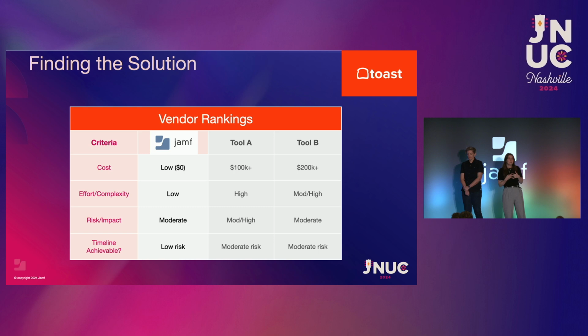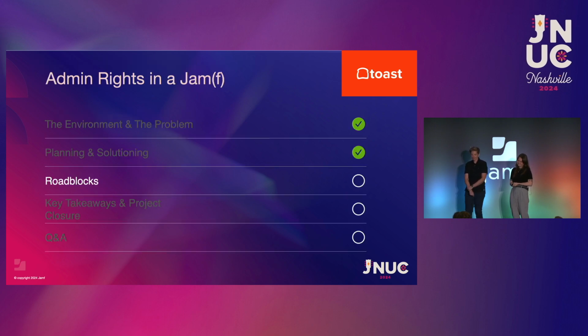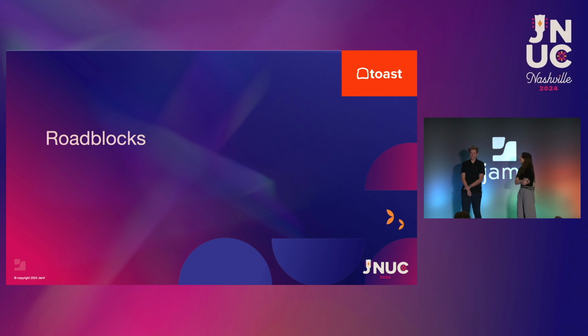Low lift, our team already understands the platform, already knows how to configure and deploy it, or there is no deployment because we already have it deployed. Low impact to our users and our IT teams, but just like anything that's too good to be true, we were quickly brought back down to earth. It's in beta at this point with no set date for release. This is when we inevitably hit our first roadblock, which coincidentally leads us to our next section of roadblocks.